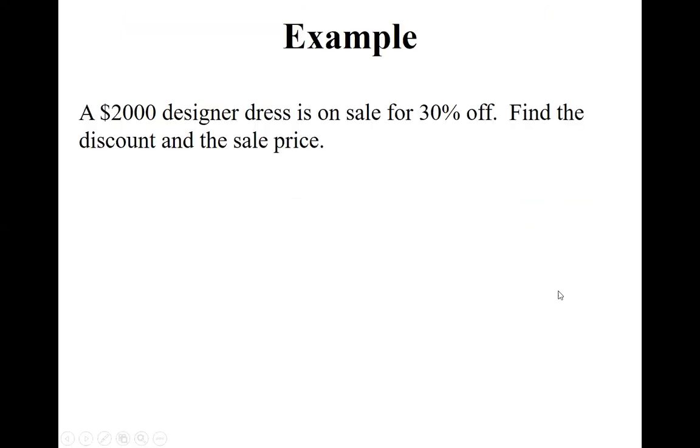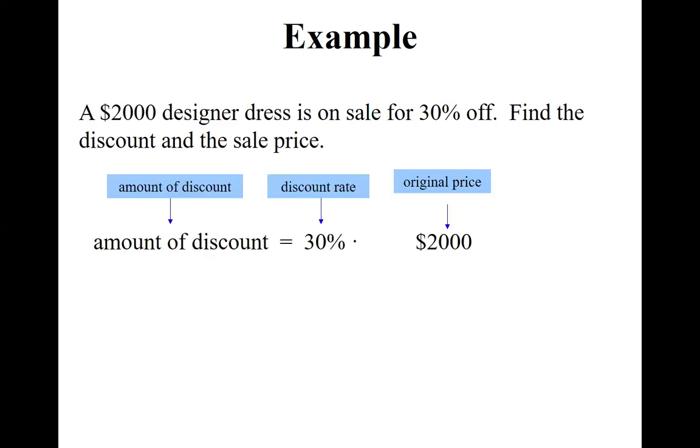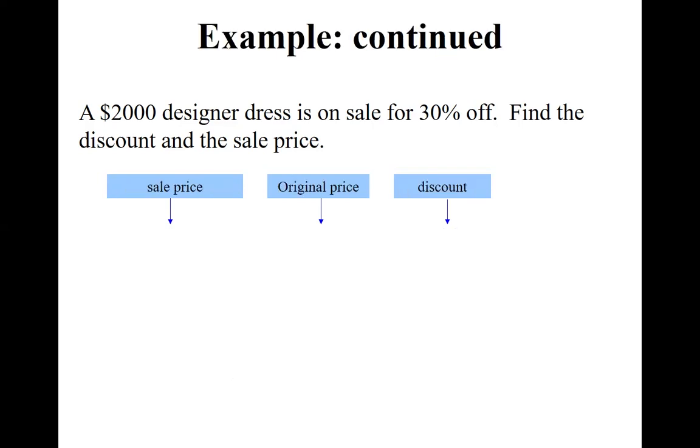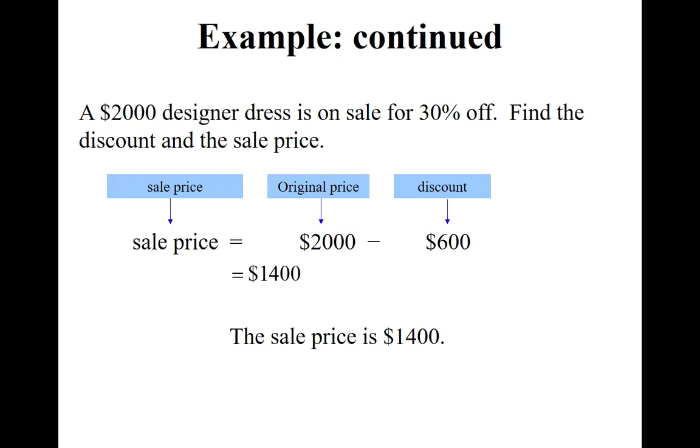Chances are you know how to do this. A $2,000 designer dress is on sale for 30% off. Find the discount and the sale price. Well, it's 30% off of 2,000. So we need to find 30% of 2,000. 0.3 times 2,000 is 600. And if it's $600 off, that's 2,000 minus 600, and that's 1,400. So the sale price is 1,400.